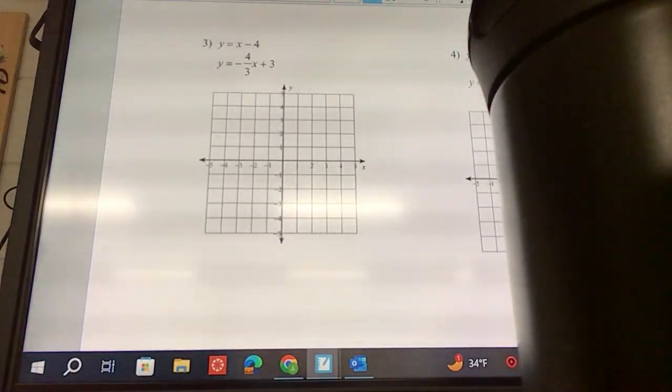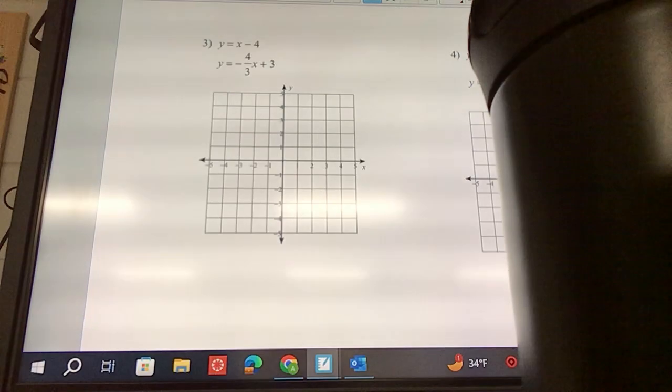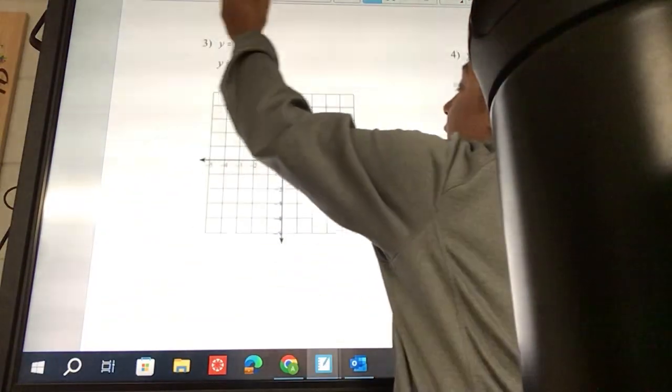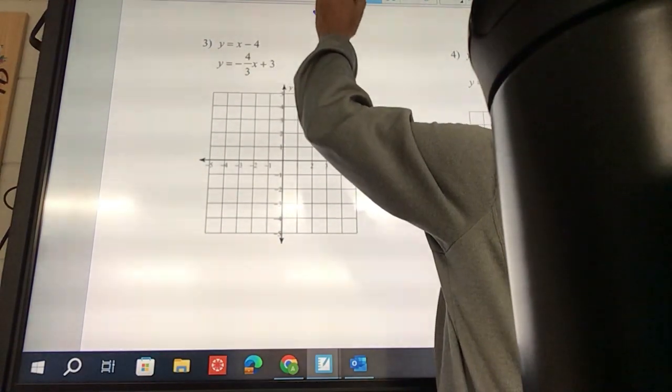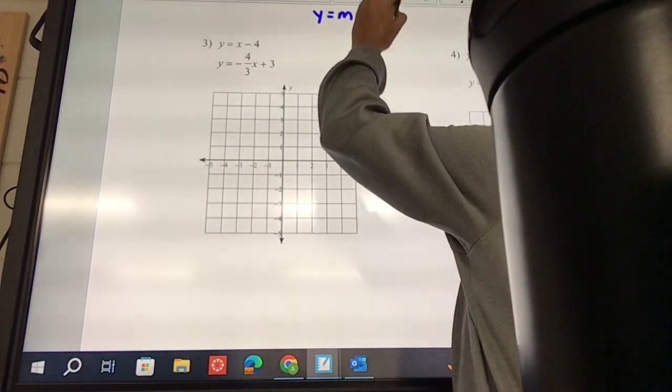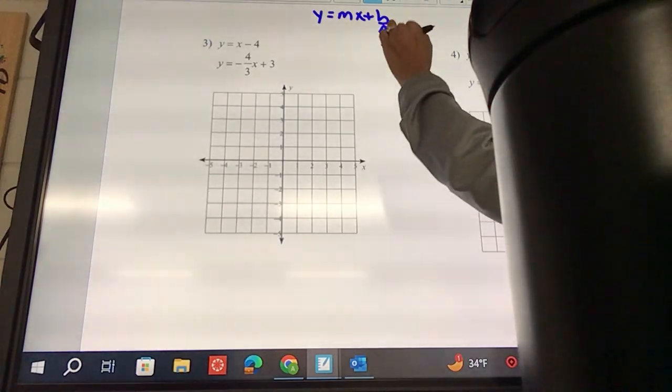Essentially you're just going to graph these one at a time. We're going to look at this very first one, and these are in slope-intercept form, which looks like this. Just for a refresher, slope-intercept form looks like this: y equals mx plus b. What does the b stand for? The intercept. More specifically, the y-intercept.